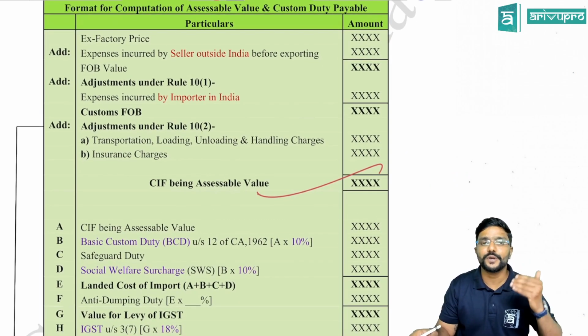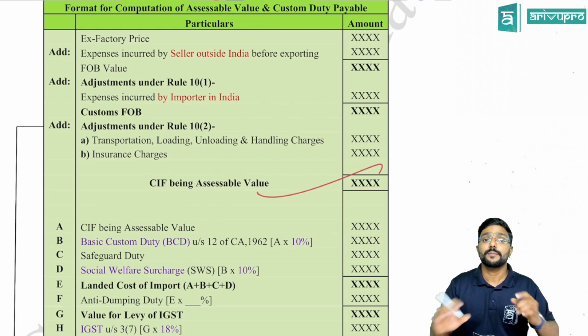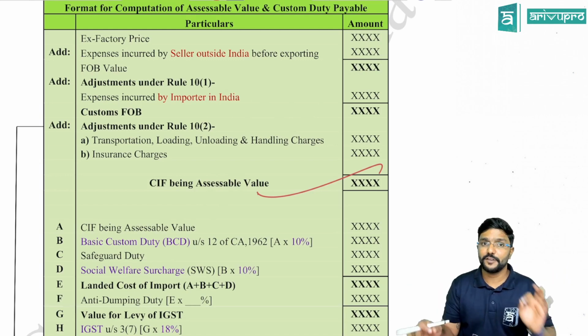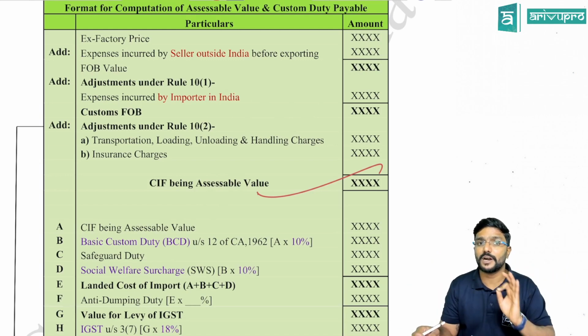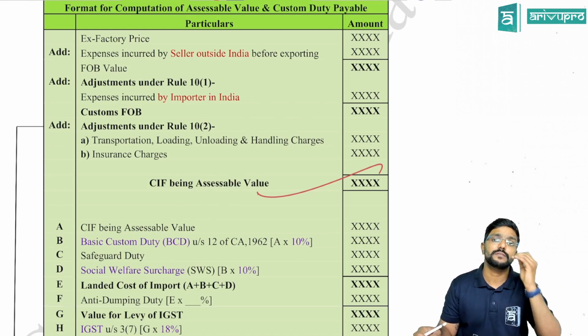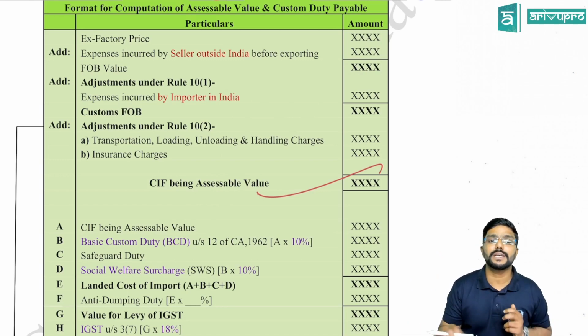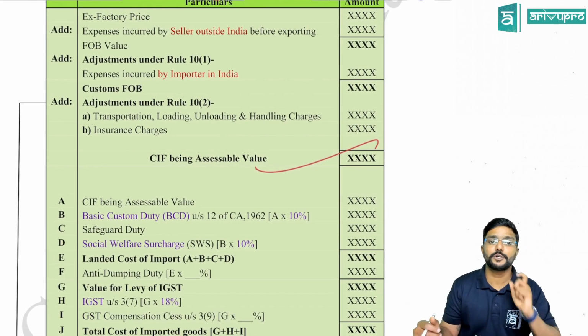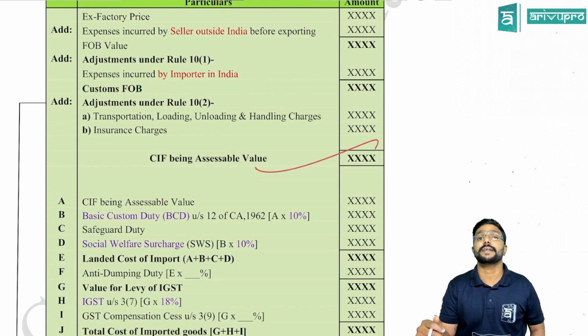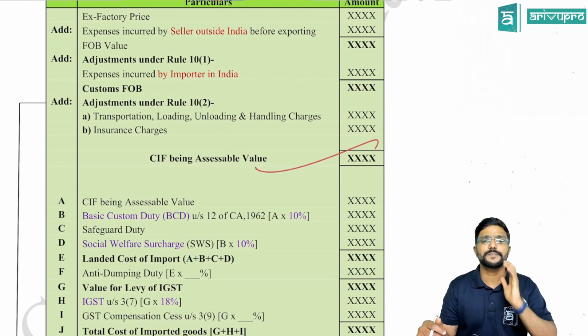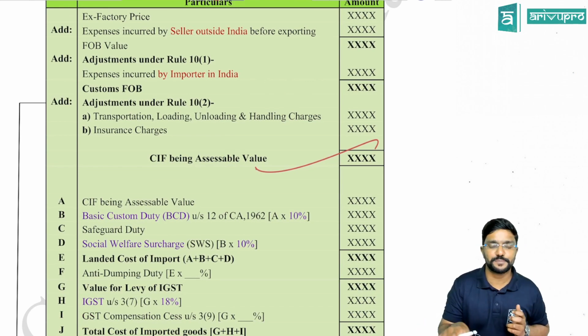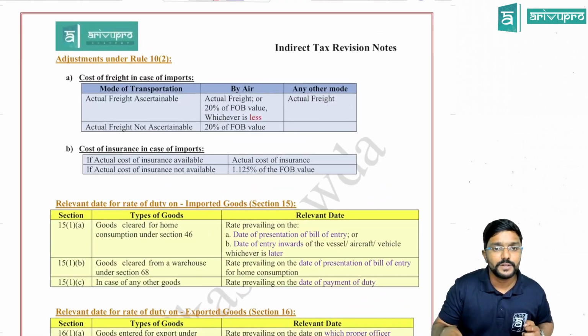For that, if the importer has incurred any expenses in India, we add them, but buying commission should not be added. If the importer has incurred any buying commission, we will not add it. If there are any other expenses, we will add them. Then we get something called customs FOB. For that, there are two important adjustments as per rule 10, sub-rule 2, which are freight expenses and insurance expenses, which I have given here.